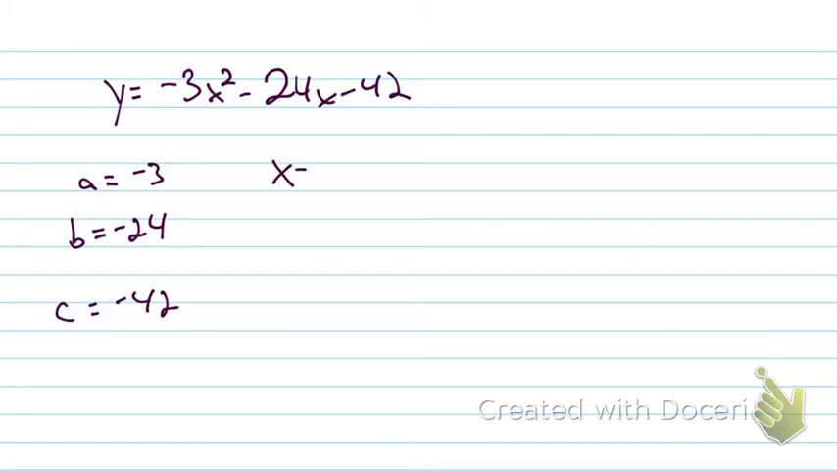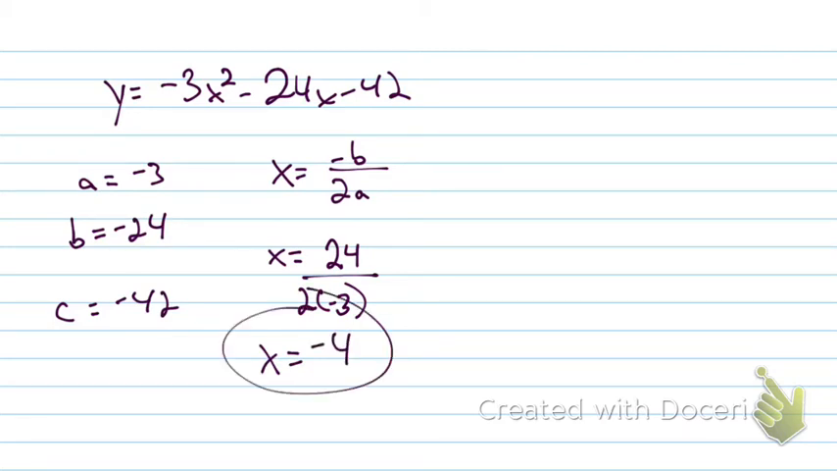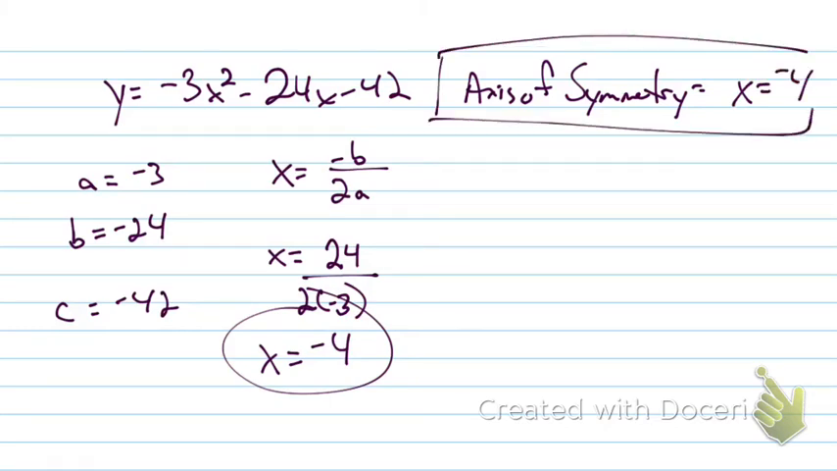So the thing I can find is my axis of symmetry. What's the equation? x equals negative b over 2a. Notice I'm not shy about writing that. I just write that all day. So x equals, what's negative b? 24. And 2a? Negative 6. So my axis of symmetry is, again, negative 4.